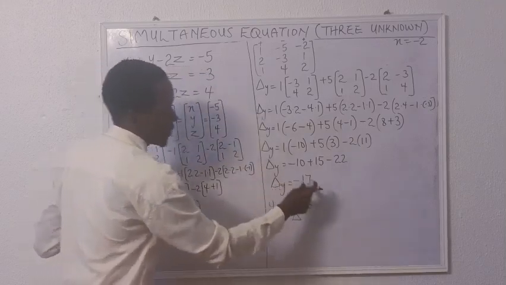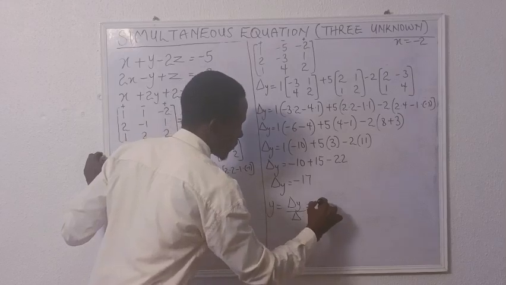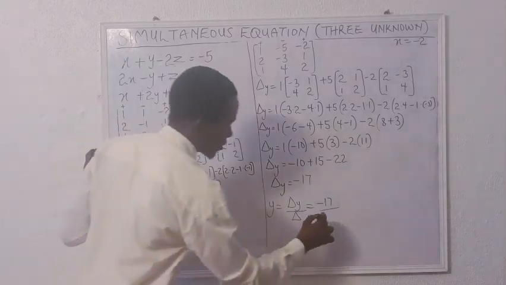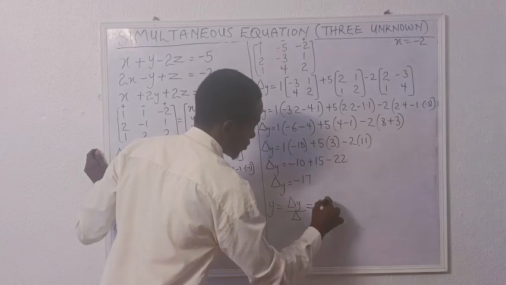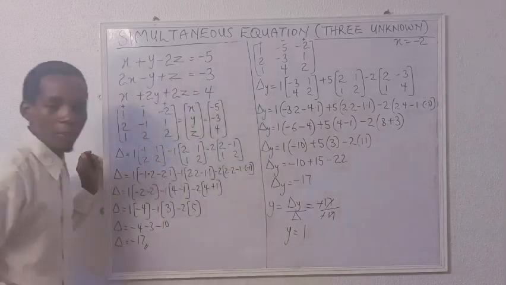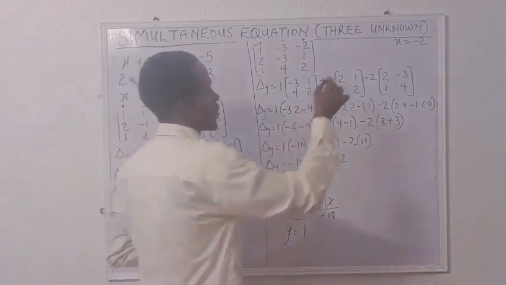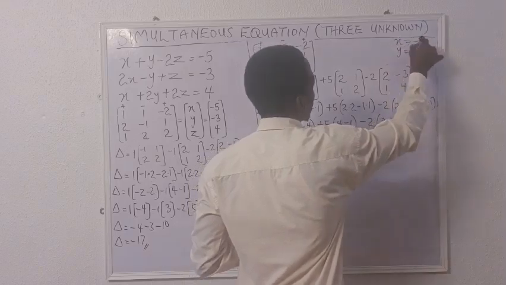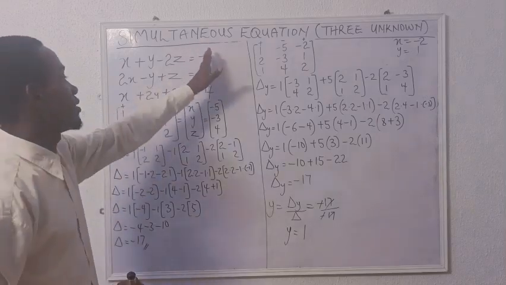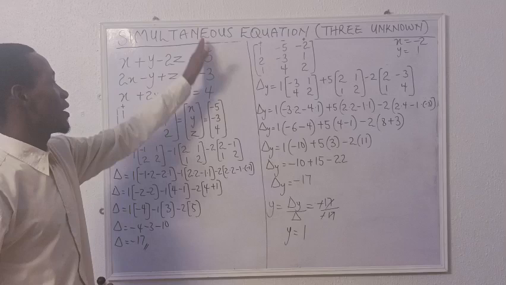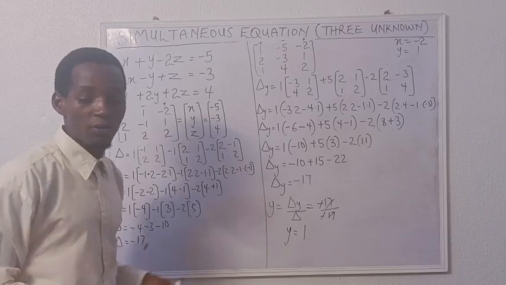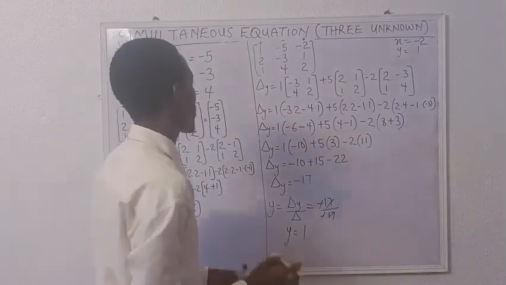What's delta y? Delta y gives me minus 17 over, what's my delta? My delta also gives me minus 17. So I'll break everything down. My y is going to be what? A perfect one. So I'll come here again and put my y as also 1. And the last thing I do is to replace the third column with the answer so I can get my z as the third and the last unknown variable. So permit me to find this side of the board.